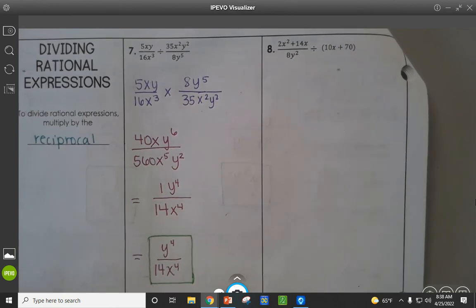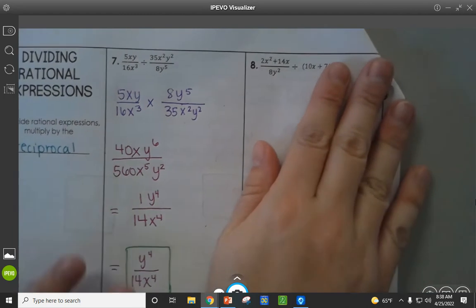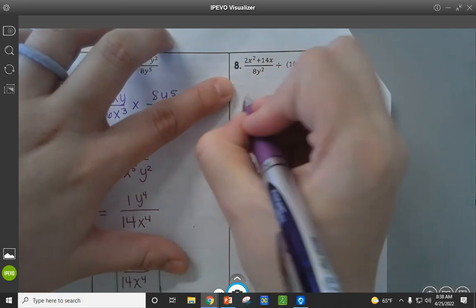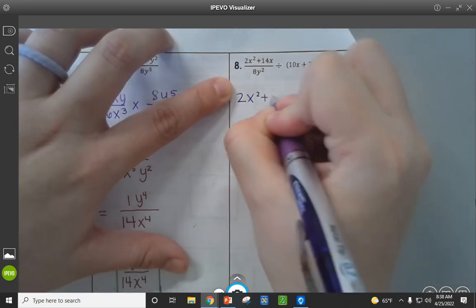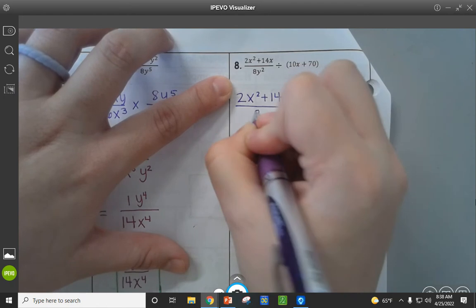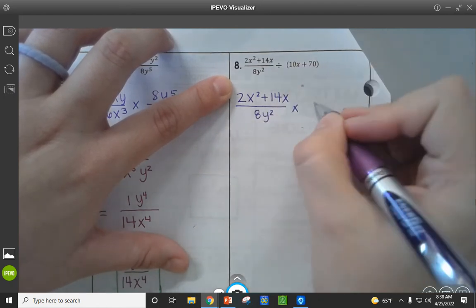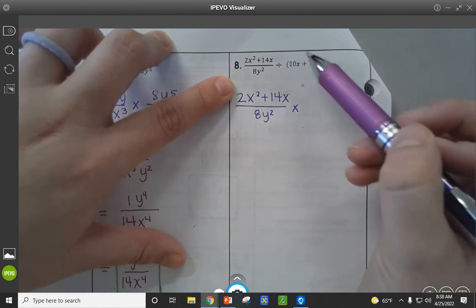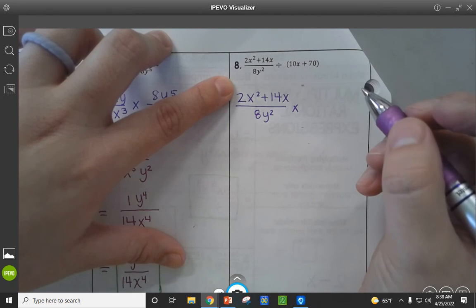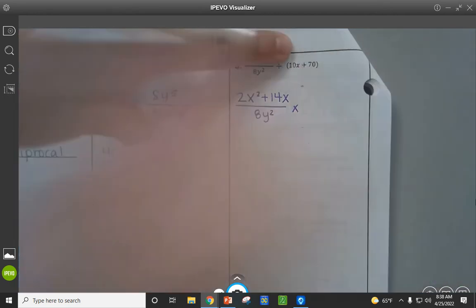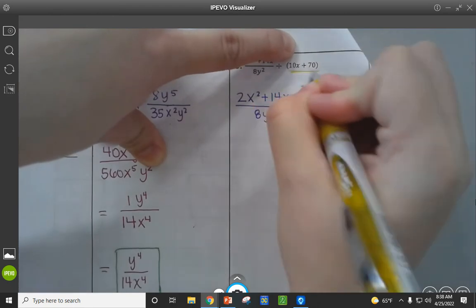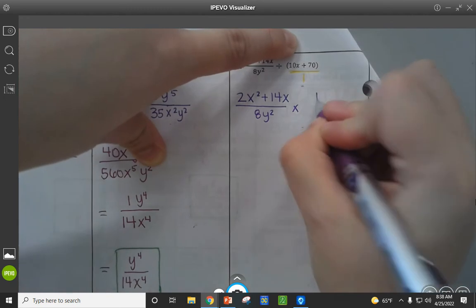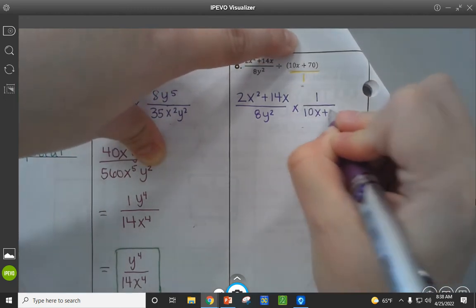Number 8. Let's rewrite this and make it a multiplication problem. What do I do with this one? Yes, we would put a 1 over it. So this technically has an imaginary 1 under it. So when I do the reciprocal, that 1 would be on top. So it would be 1 over 10x plus 70.